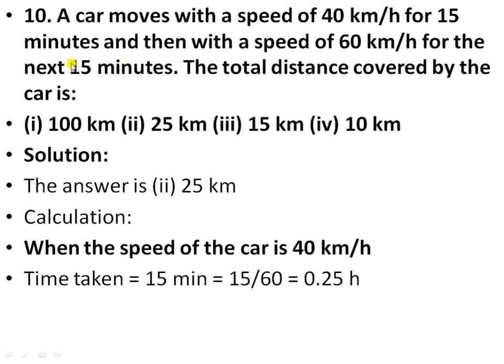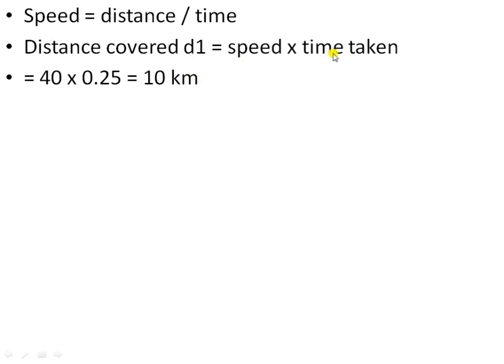Here we have to convert the 15 minutes into hours. So simply divide by 60, because 1 hour is equal to 60 minutes. So 15 divided by 60, then we get 0.25 hour. Next, the distance covered by the first part is speed into time. So the speed is 40 and the time taken is 0.25. So the answer is 10 km.